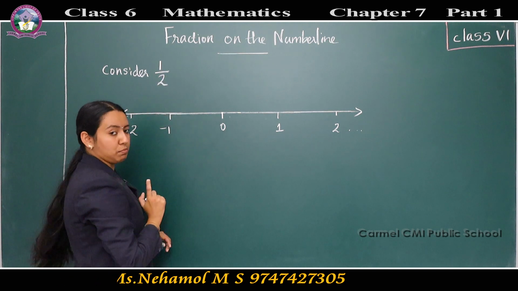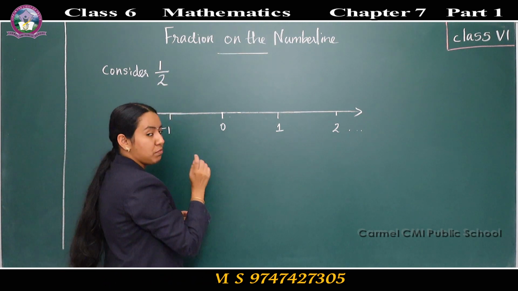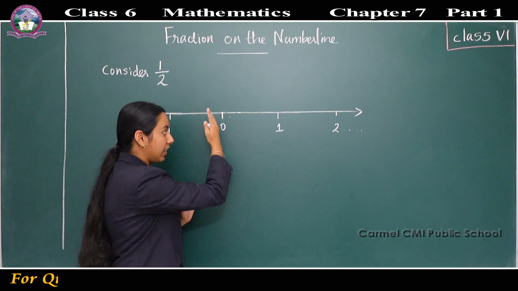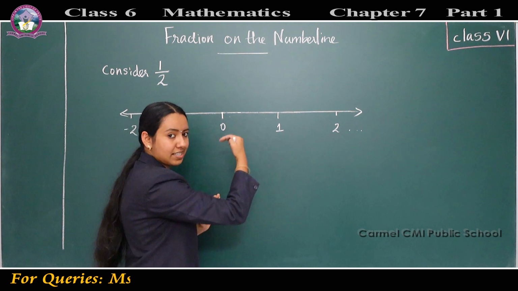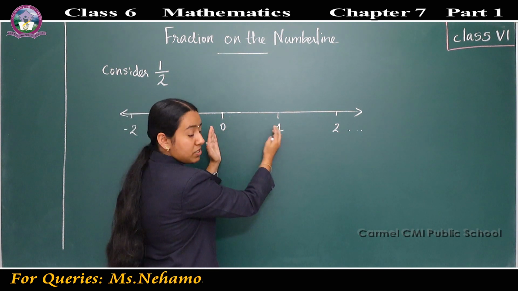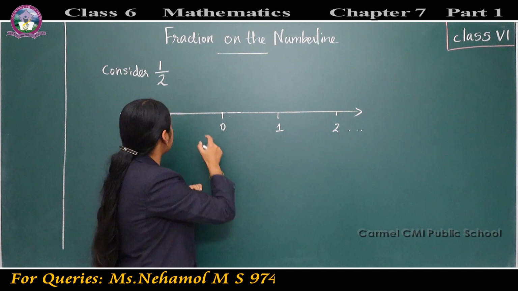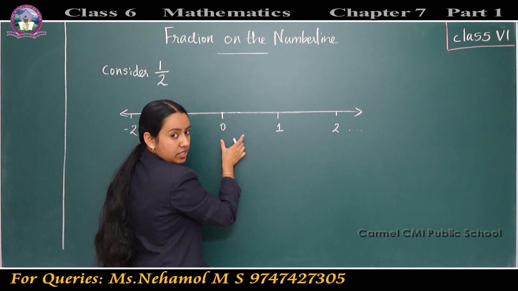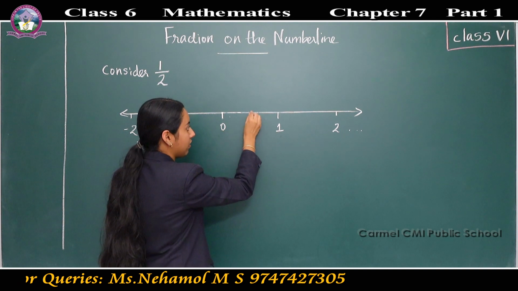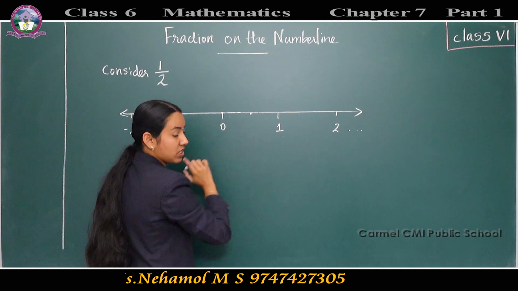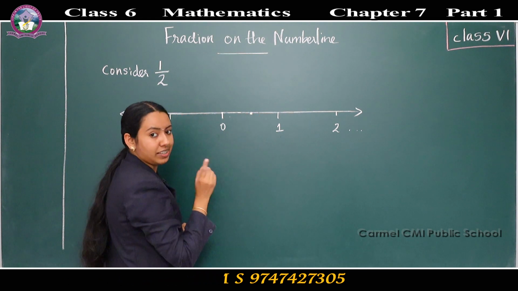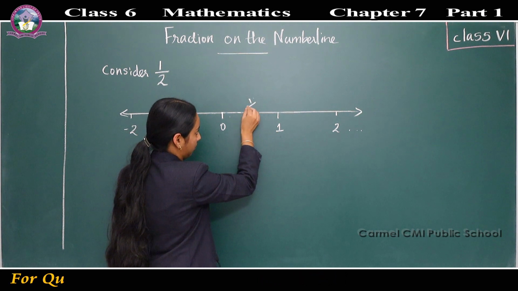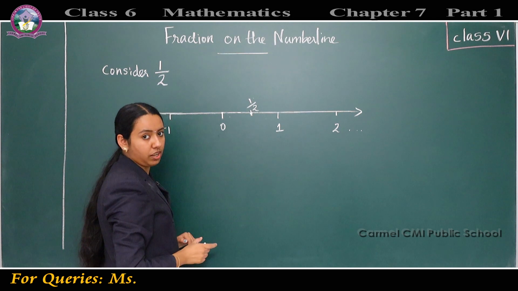Then consider the number 1 by 2. 1 by 2 means half, and we know that it is greater than 0 and less than 1. So the value will be between 0 and 1. Since it is half, we have to mark a midpoint in between 0 and 1. We have to take the midpoint of 0 and 1, and that point will represent 1 by 2 or half.